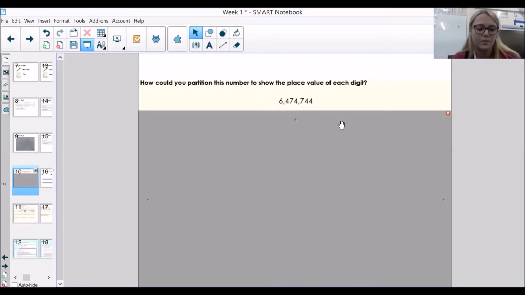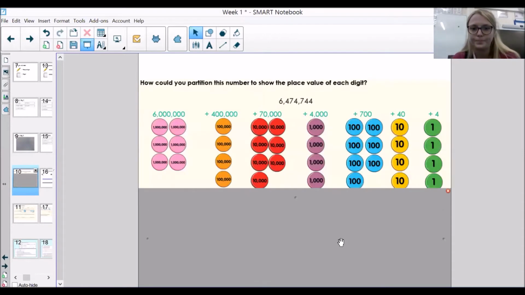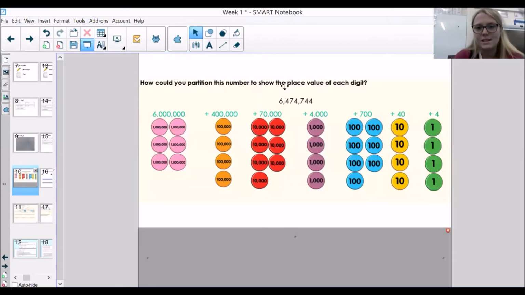Okay, so I'm going to show you my answer. So the 6, the millions digit represented 6 million. Okay, so I've got 6 million place value counters, which I've shown here as a number 6 million. Okay, so for millions we have 6 zeros following the first digit.